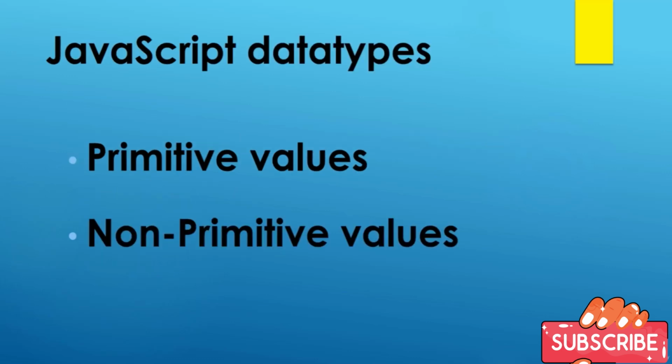Let's move on to the two categories inside JavaScript. First of all, primitive values, and the other one, non-primitive values, also called reference values or objects. It's up to you. All right, so what are primitive values?